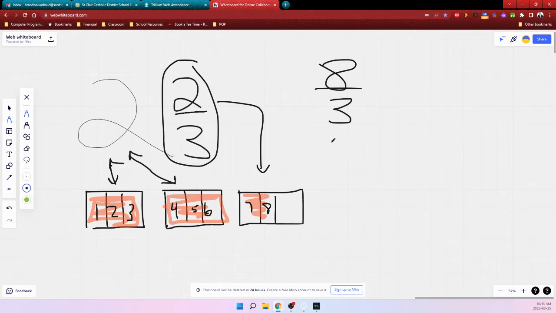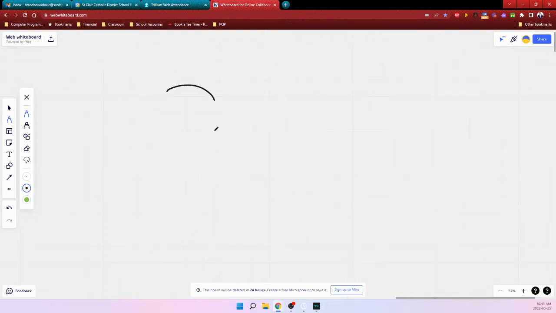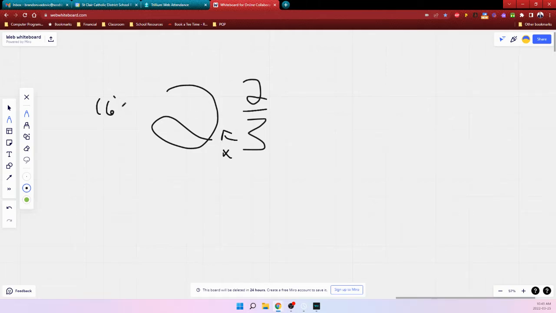The other way that we can look at doing it is this. If we have 2 and 2/3, I can take this 3 and multiply it by the number of wholes that I have, which gives me 6. And then what I can do is take that 6 and add the other pieces to it, which then gives me 8. Now, this will work more effectively if we have larger numbers.